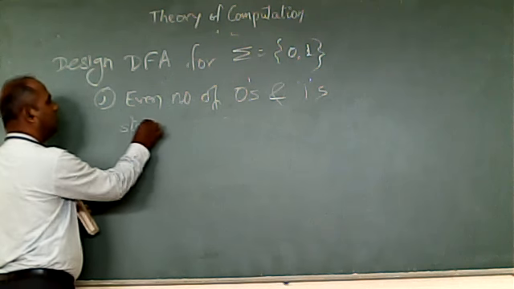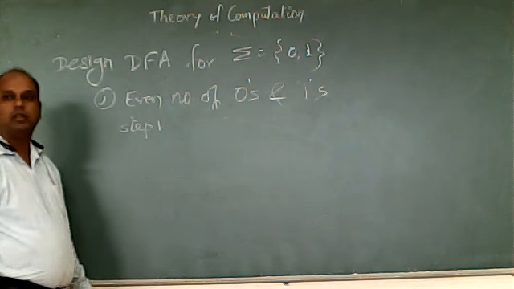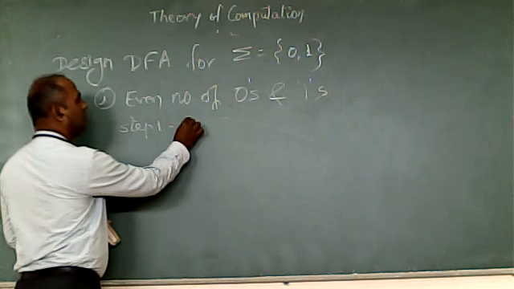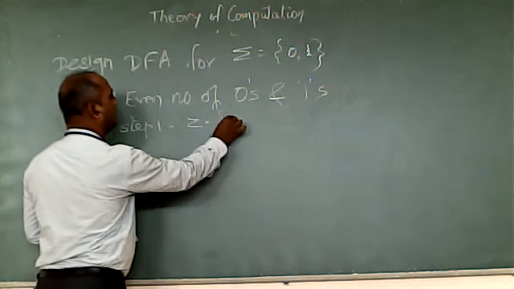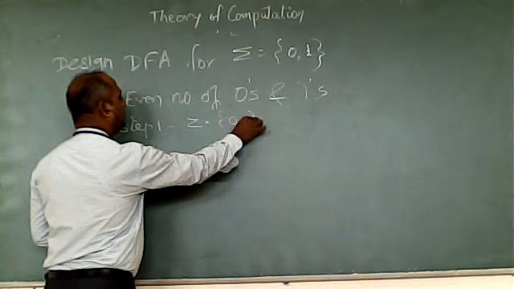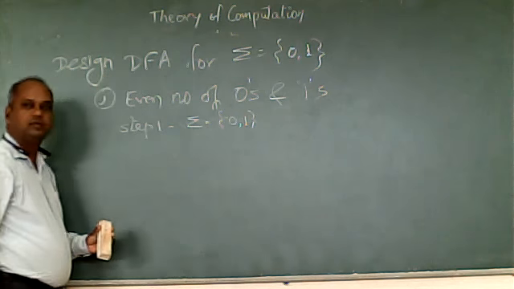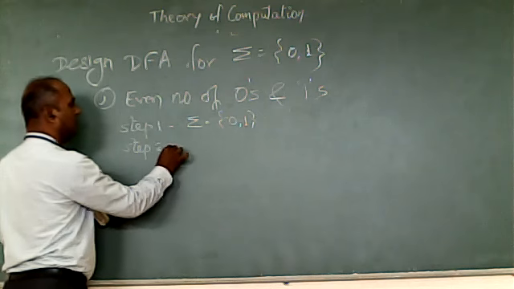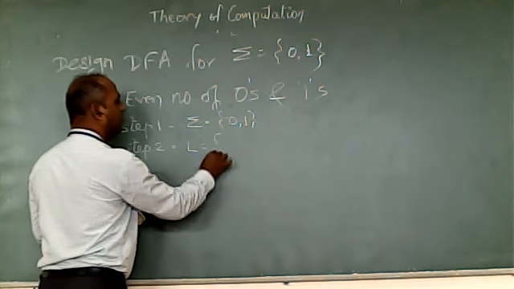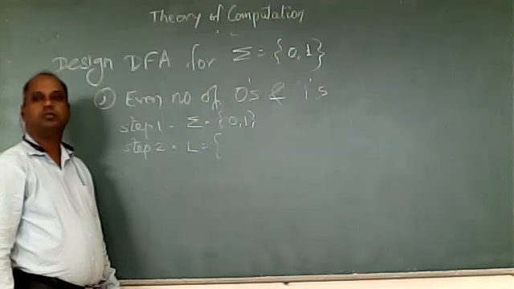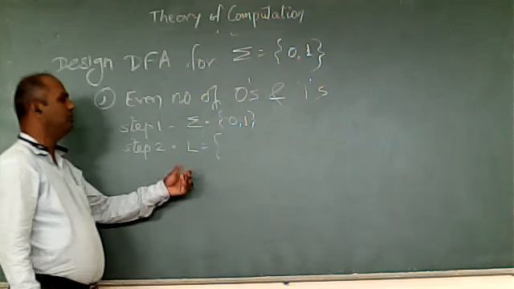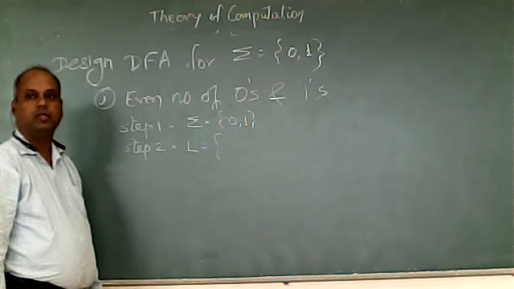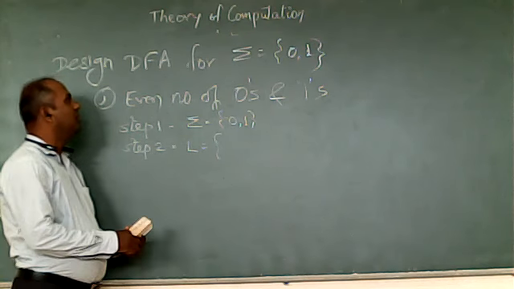In the last session we have seen the four steps with which we have to solve the DFA. The first step is finding the sigma. Here the given sigma is 0, 1. Now step 2 is finding the language, the strings which belong to that language and satisfy the given rule, the given grammar.